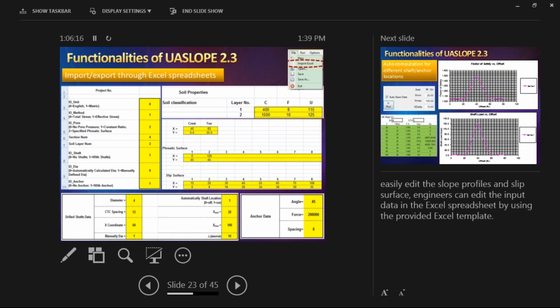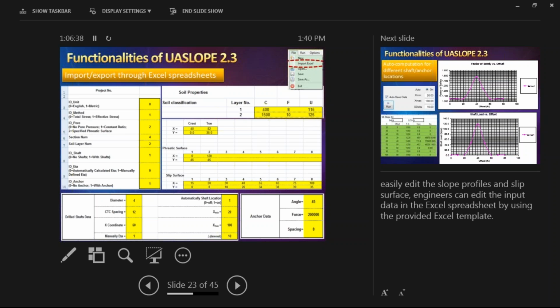Okay, so you can see it's self-explanatory. How to specify the pore pressure, how many vertical sections you have, how many soil layers you have, and so on and so forth. And then drill shaft information over here, and then soil layer information, and then slope information.